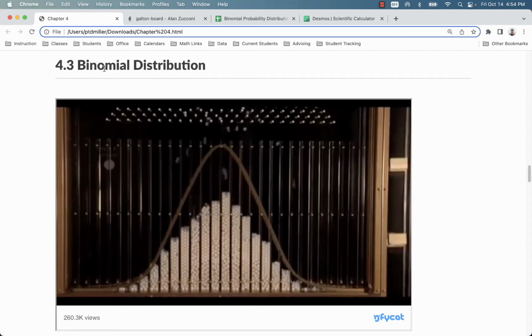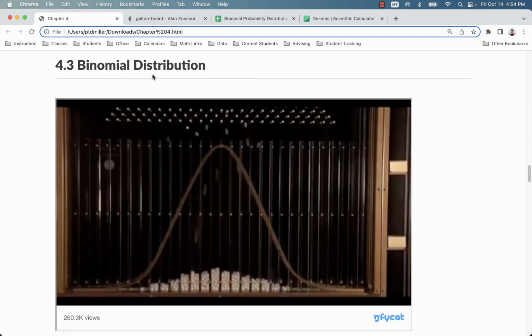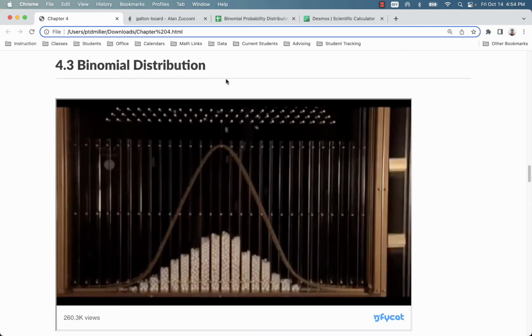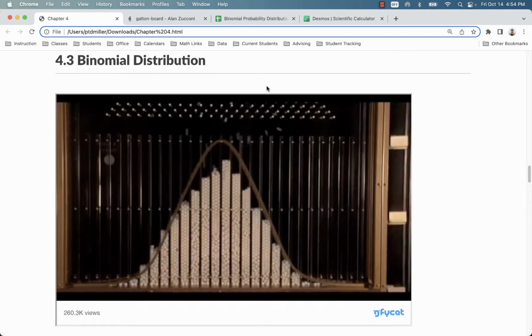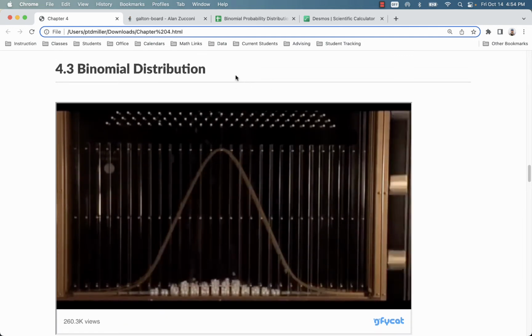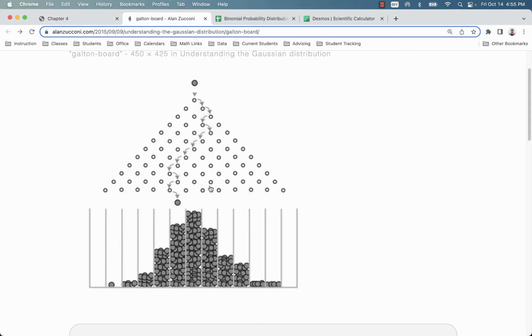So a binomial distribution is a way to theoretically calculate a probability when we repeat an event over and over again. We repeat an experiment over and over again with the same probability of success each time. So a great example of this is this Galton board. Here's a little easier to see picture of what's going on here.